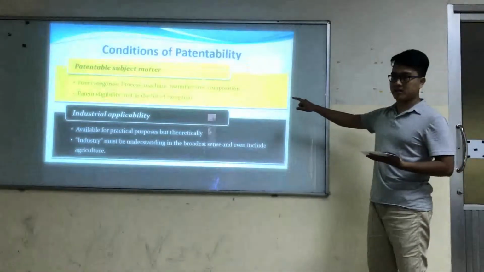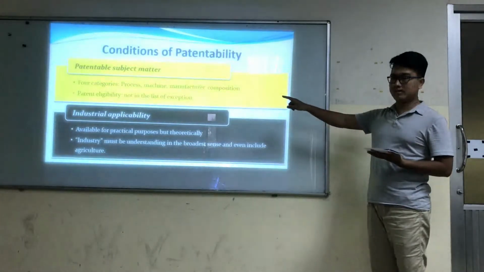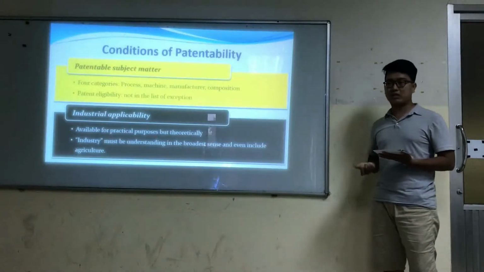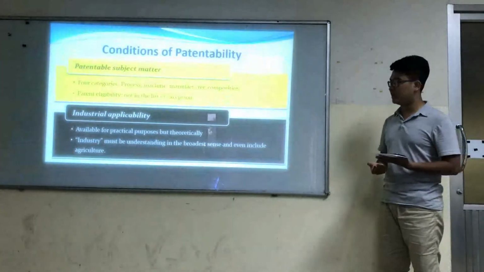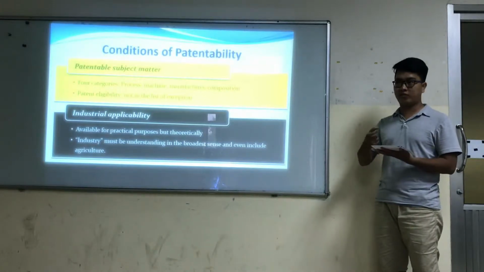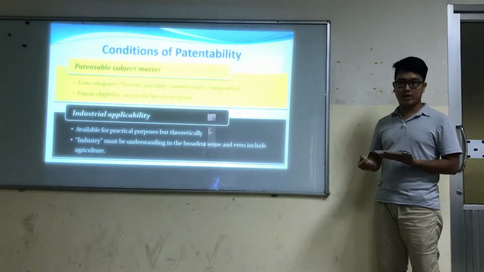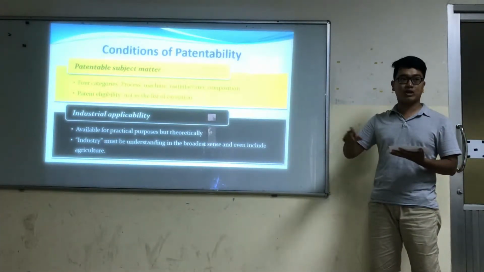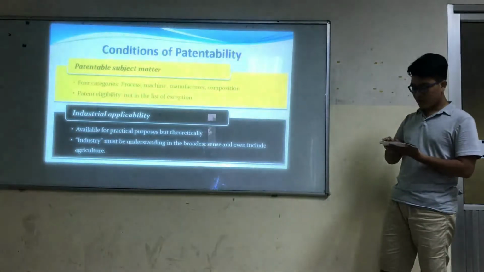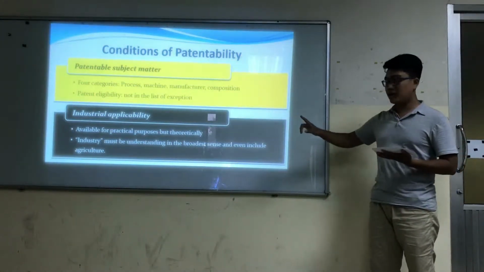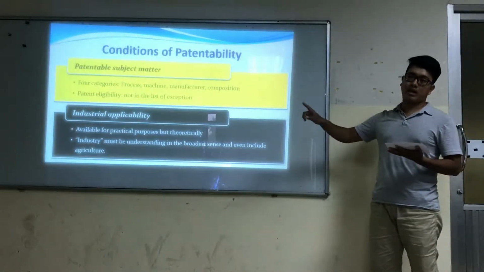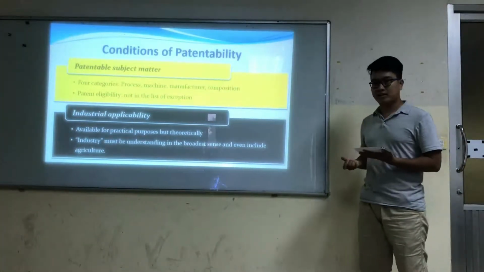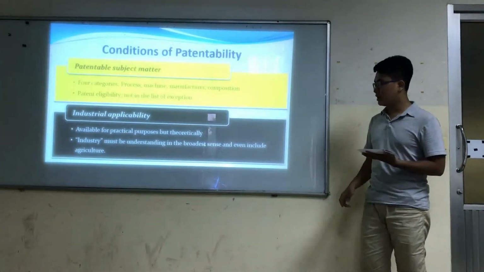So in the requirements of patentability, the first one is the patentable subject matter. Mostly, the national law of every country does not define patentable subject matter. They tend to define it in a negative way, which means that they do not say what it is, but they try to say what it is not. According to the U.S. Trademark and Patent Office, they define the term patentable subject matter.